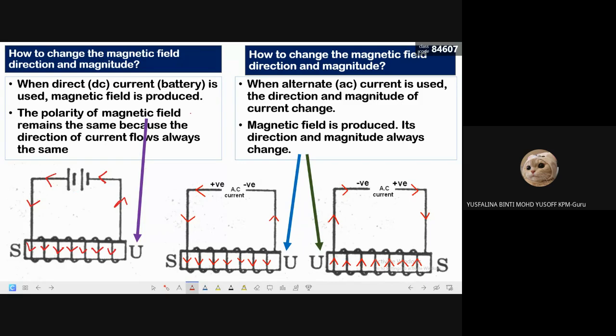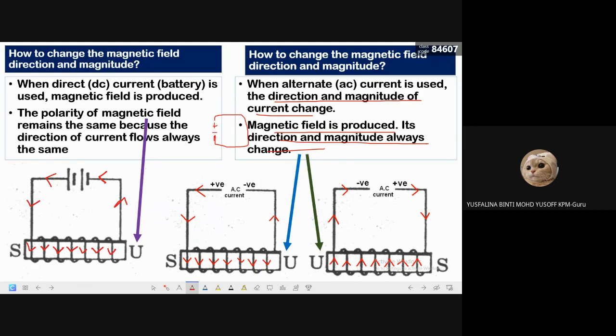When an AC current is used, the direction and the magnitude of the current change. So the direction of the magnetic field changes. The magnetic field is produced, and its direction and magnitude always change. For AC, this is just positive, negative, right? We discuss AC here.